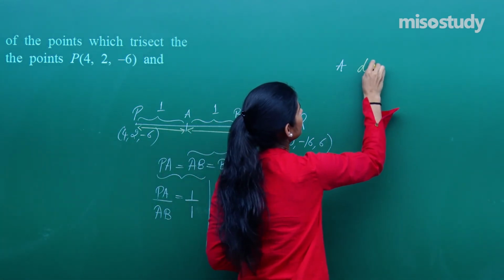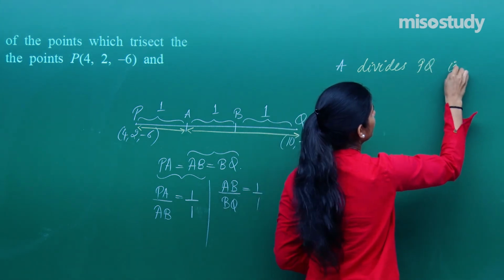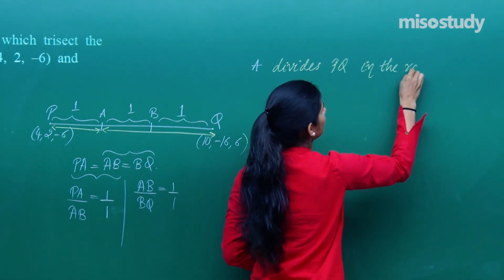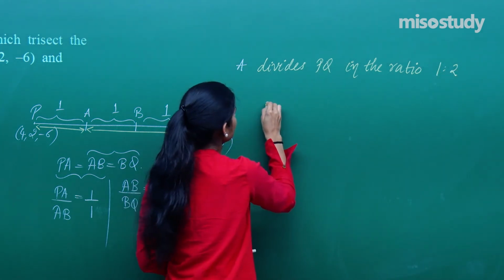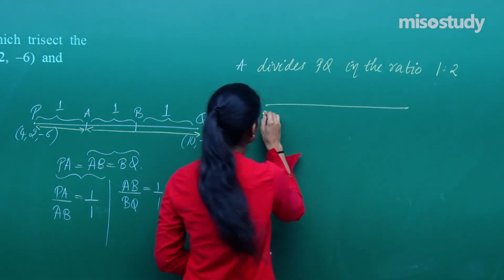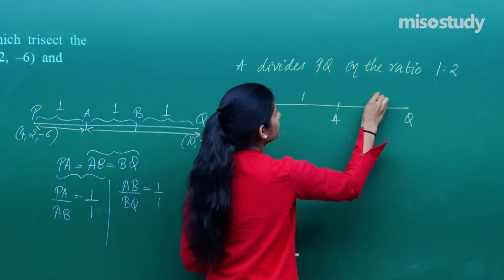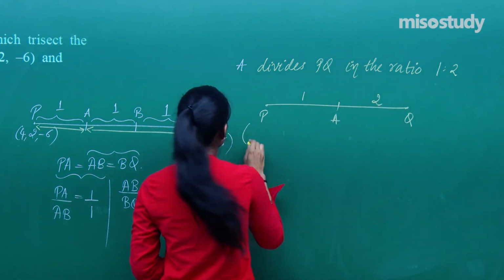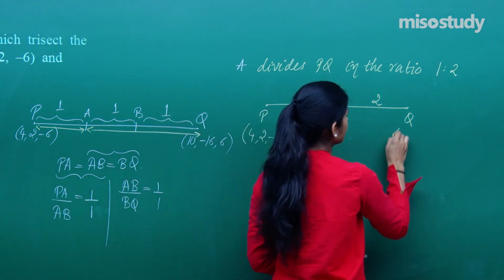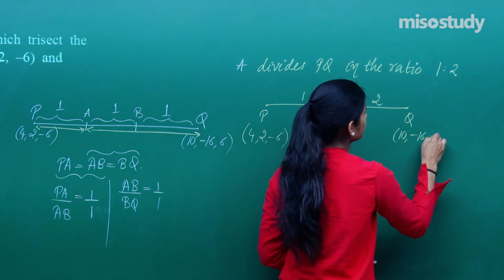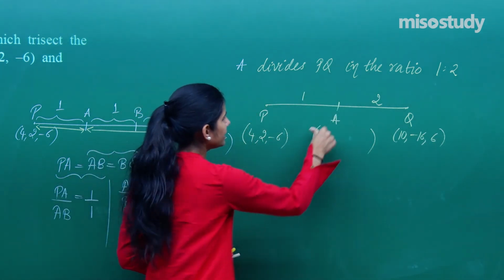So A divides PQ in the ratio 1:2. Now I just need to focus upon A, P and Q. This is P, this is Q, this is A. Ratio is 1:2. P is 4, 2, minus 6. And this is 10, minus 16, 6. I don't know the coordinates of point A. What would that be by the section formula?